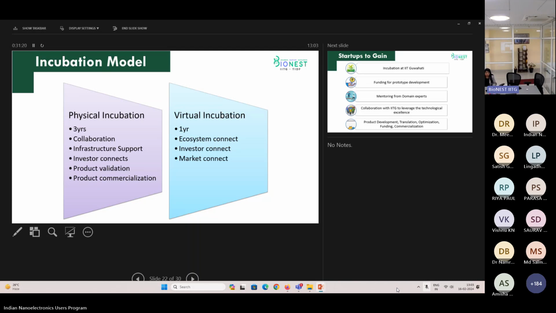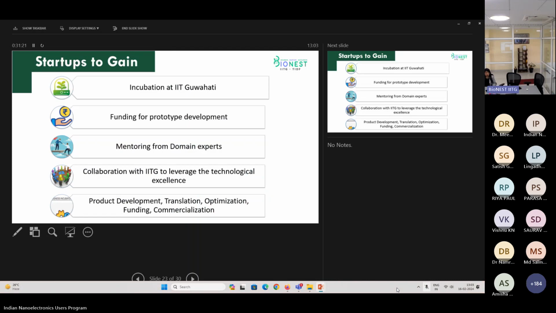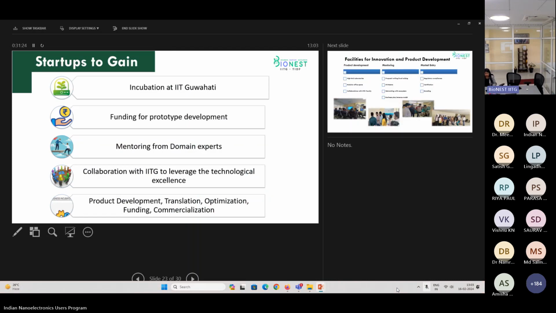Next slide, please. So what you will gain once you come to us, to IIT Guwahati Bionest. Like I said, all these things: mentoring, funding, product development, collaborations. Like many of our incubatees, when they get stuck at some point, we help them with collaboration with IIT Guwahati faculty, where, according to their expertise, they get solutions to whatever problems they're facing in product development, which you always face anyway.